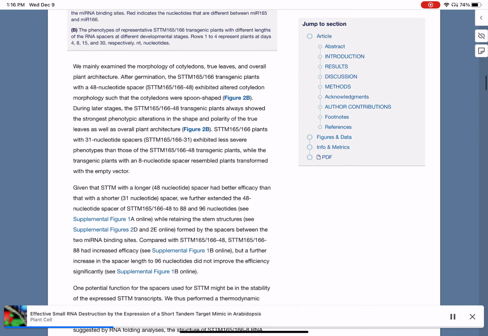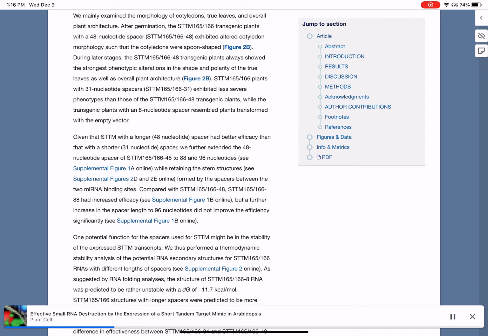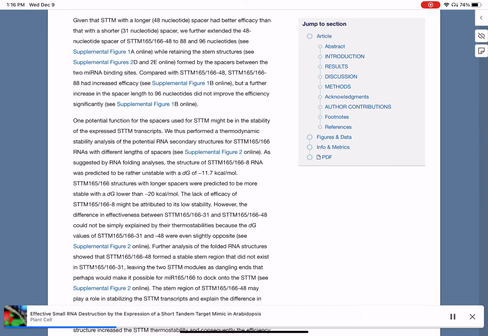STTM165-166 plants with 31 nucleotide spacers, STTM165-166-31, exhibited less severe phenotypes than those of the STTM165-166-48 transgenic plants, while the transgenic plants with an 8 nucleotide spacer resembled plants transformed with the empty vector. Given that STTM with a longer, 48 nucleotide, spacer had better efficacy than that with a shorter, 31 nucleotide, spacer, we further extended the 48 nucleotide spacer of STTM165-166-48 to 88 and 96 nucleotides.